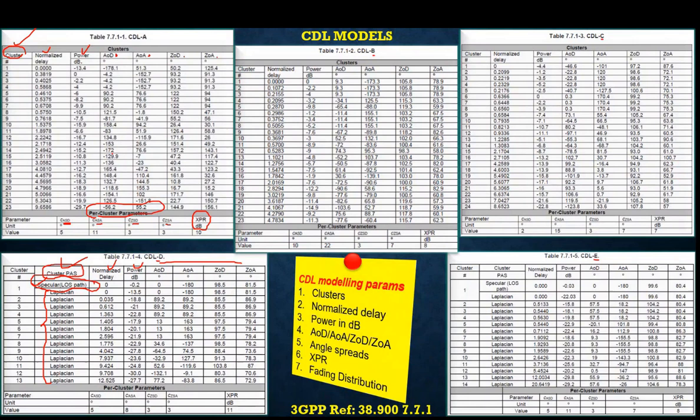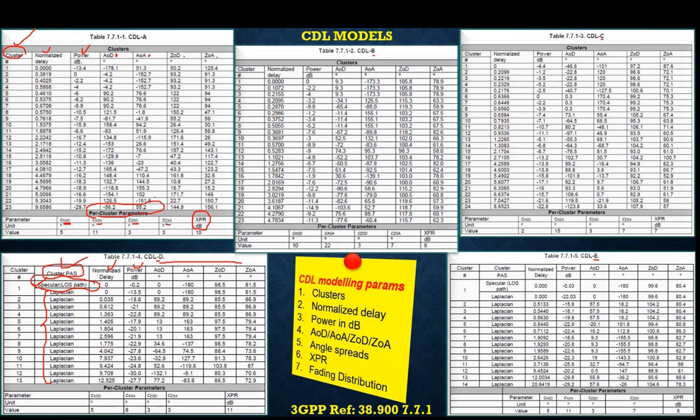We can look at it here now. If you see here, for A, B, C, take A as an example, it has 23 clusters, and the normalized delay has been defined here, whereas power in dB, azimuth angle of departure, azimuth angle of arrival, zenith angle of departure, and zenith angle of arrival. And you can see here the angular spreads: azimuth spread of departure, azimuth spread of arrival, similarly zenith spread of departure as well as arrival, and XPR, right?